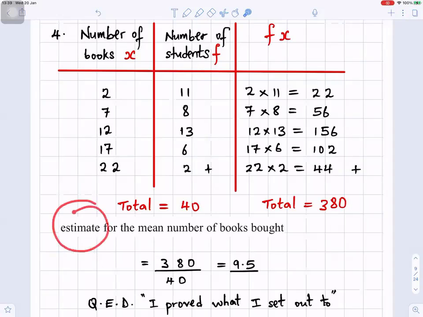So an estimate for the mean. Why do we say estimate? Because we are using the midpoint. The mean number of books bought is the big number, 380, divided by the small number, 40. It gives us 9.5. So QED, I proved what I set out to. That's what it means, QED. Or you can say as required to show. When mathematicians complete a question, they put QED at the end.